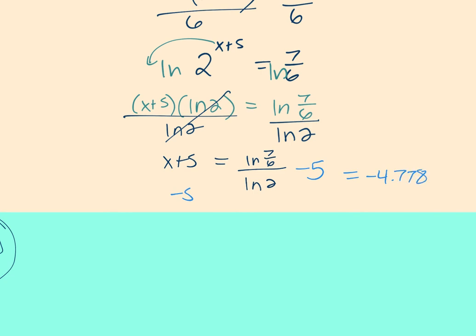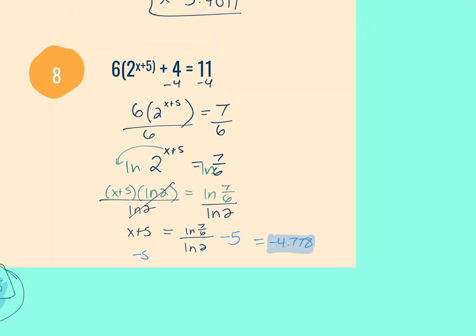All right, so you should have gotten negative 4.778, or 777 if you truncated. Raise your hand if you got it. Okay, good. All right, so if you had the time, and that's a big if, because you're not necessarily always going to have the time.